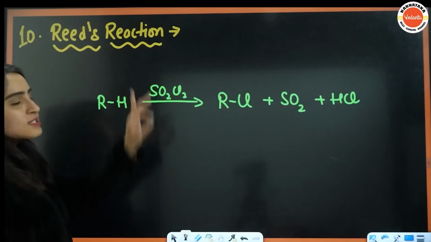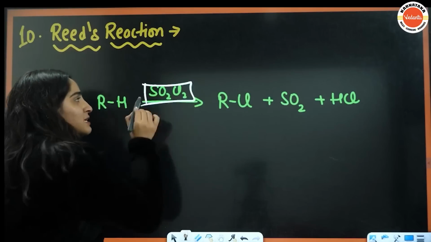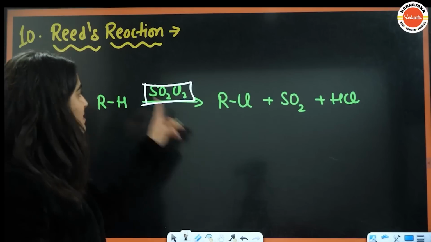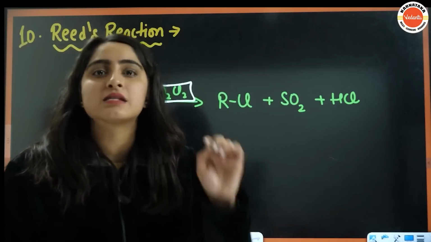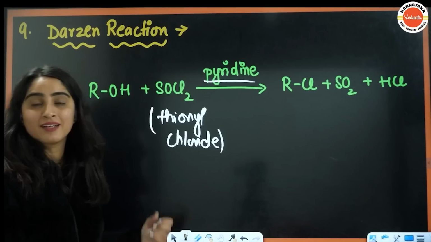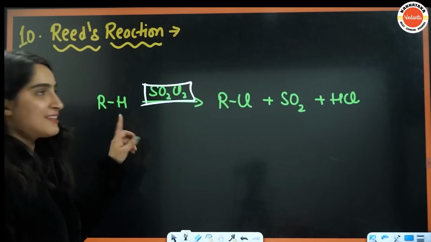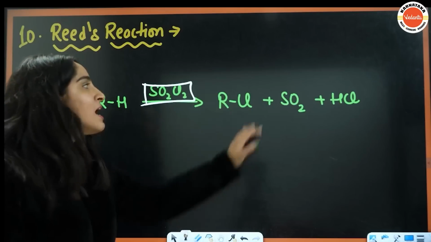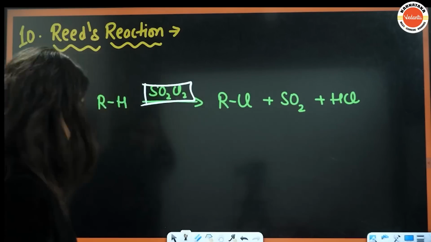So next is Reed's reaction. Reed's reaction is almost similar. Just see this: this is not thionyl chloride, this is SO2Cl2. That means this is sulfuryl chloride. Here in the Darzens reaction we have taken the reactant as alcohol, and here the reactant is alkane, and this H will be replaced by this Cl. The rest is the same. The gases will vaporize and RCl will be formed here.